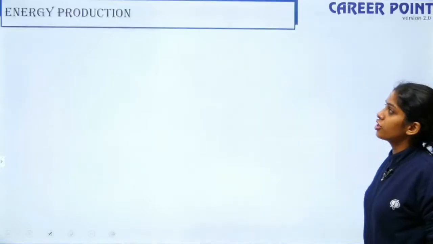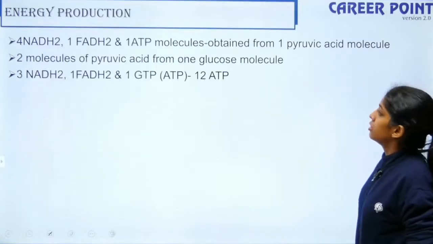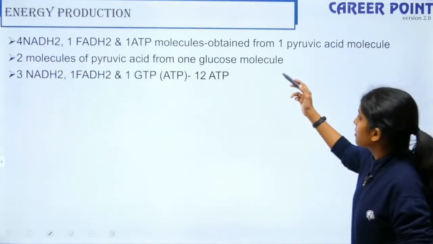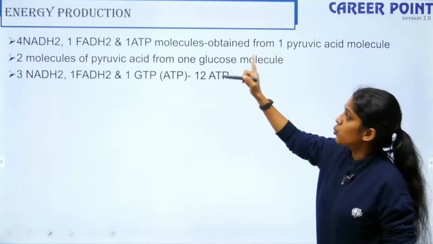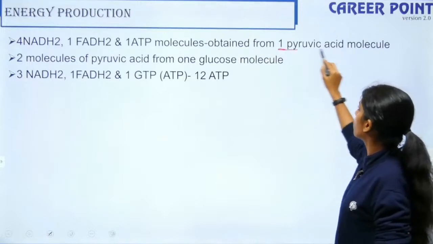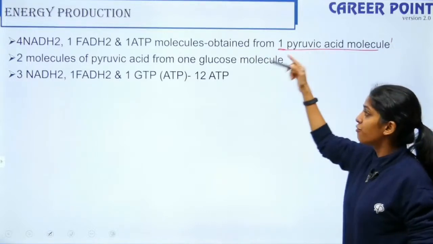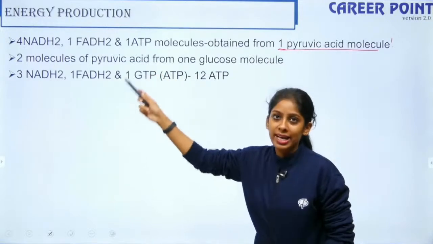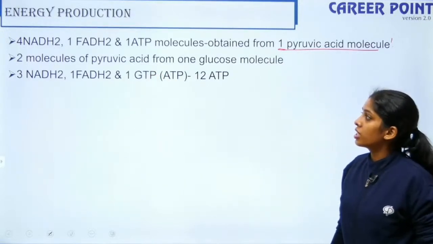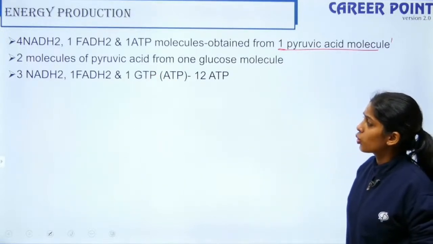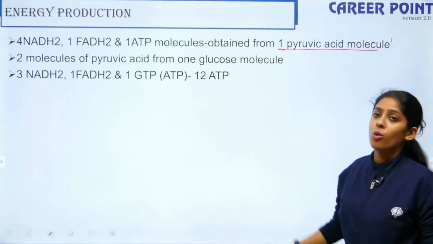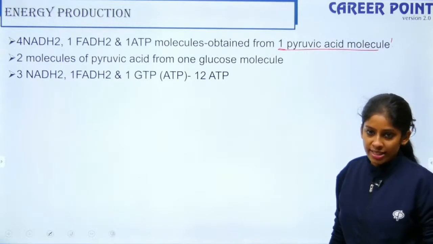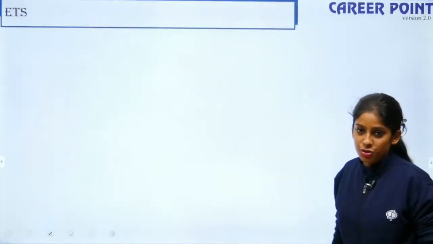Okay. So fine, it is explained here. You have 4 NADH, 1 FADH2, 1 ATP for one molecule of pyruvic acid. So we have 2 molecules, so we multiply them by 2, right? So totally how much do we have? We'll have 8 NADH, 2 FADH2 and 2 molecules of ATP. So don't confuse, this is just written, okay?